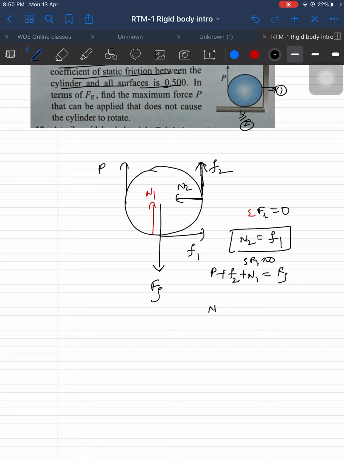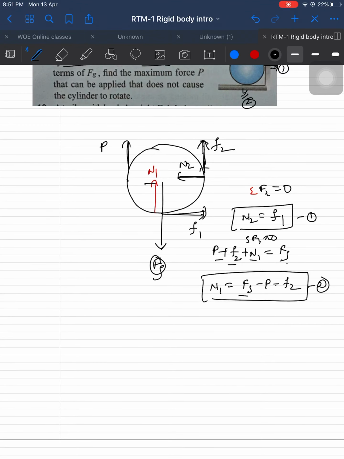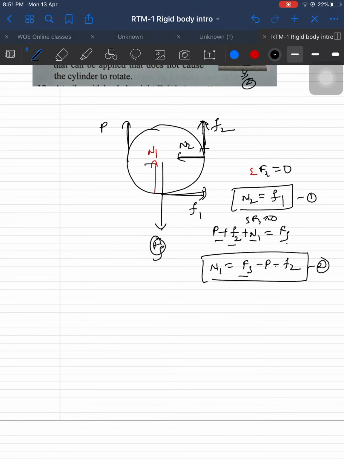I can write N1 as N1 is equal to Fg minus P minus F2. This is equation 1. Equation 2, N2 is equal to F1, the first expression; for the vertical forces, P plus F2 plus N1 is equal to Fg, and N1 I wrote as Fg minus P minus F2. Okay, now what is the value of F2? F2 is equal to mu into N2. What is the F1 value? Mu into N1.